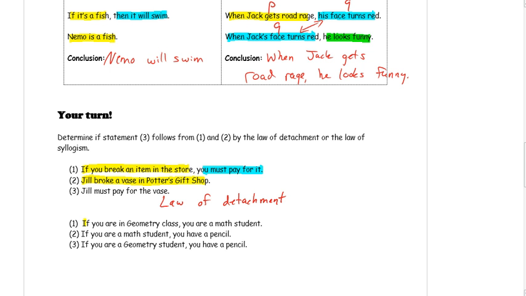Look at the second one. If you are in geometry class, you are a math student. If you are a math student, so again, we have our if P, then Q, and we have if Q, then you have a pencil. We all know you're supposed to be using pencil, so we have our random thing thrown in here, but again, they're being connected by this piece. So if you're a geometry student, you have a pencil. That's using the law of syllogism. It has that connecting statement in there, which makes this true.